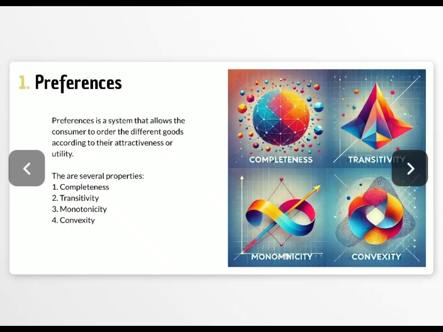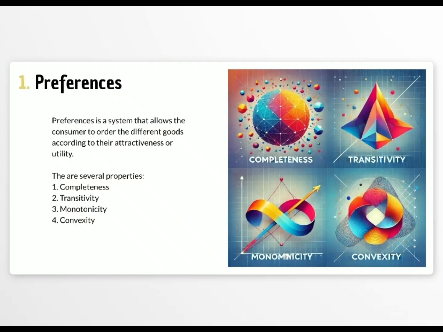Okay, so let's assume that the consumer knows what he wants. That is a preference. Preferences would be based on the utility, on how attractive the product is to the consumer. We then note a preference relation with the symbol ≿. There are many preference properties, but we are going to focus on four: completeness, transitivity, monotonicity, and convexity.